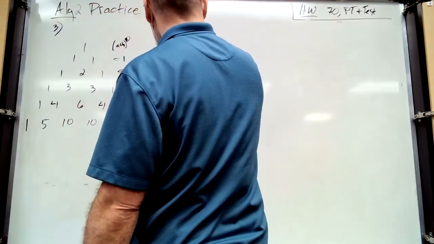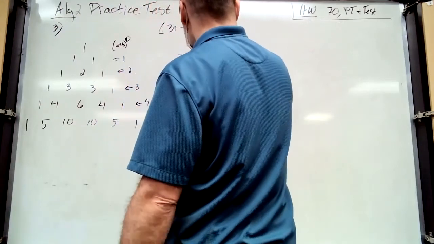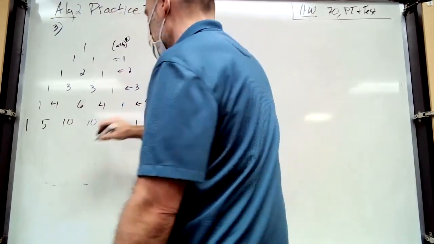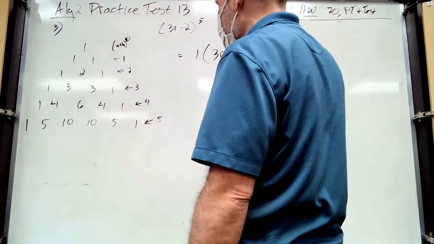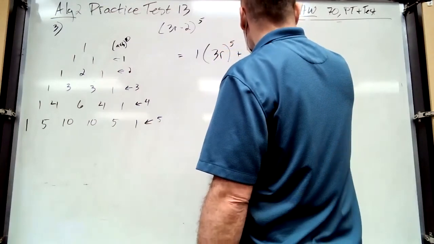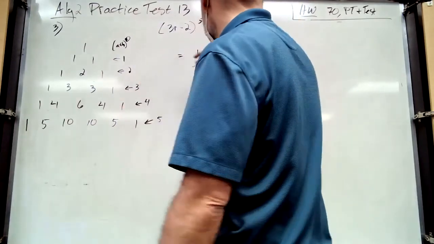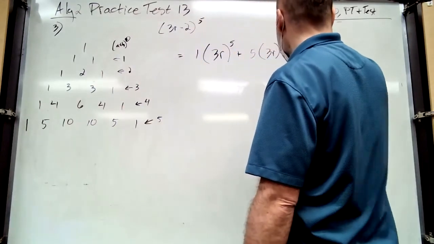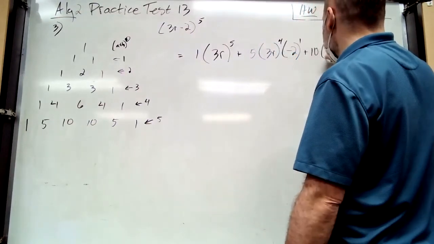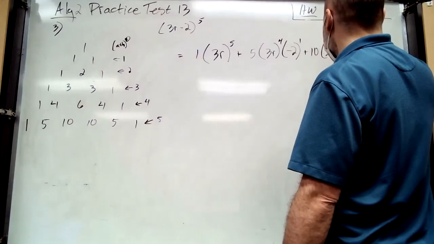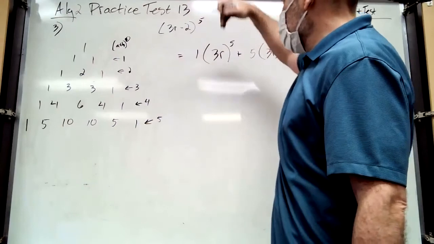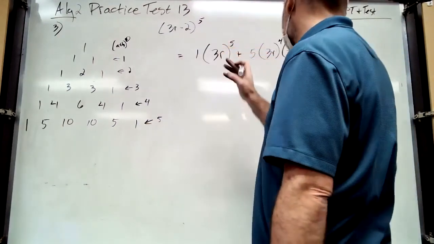So it's going to be 1 times our first term to this power. So 3r to the 5th plus 5 times this term to the 4th power. But you're also taking the 2nd term, negative 2, to the 1st power. Okay? And then our next coefficient is 10. So that's 3r to the 3rd, negative 2 to the 2nd. So your 3r's are going down, the exponents, and the negative 2's are going up.